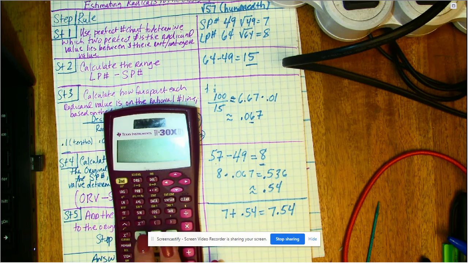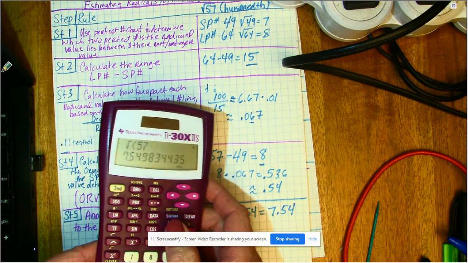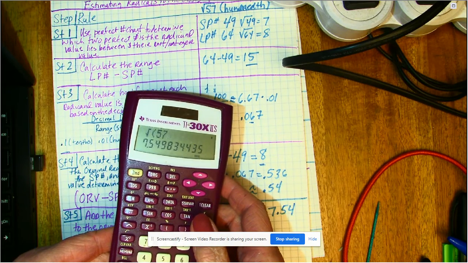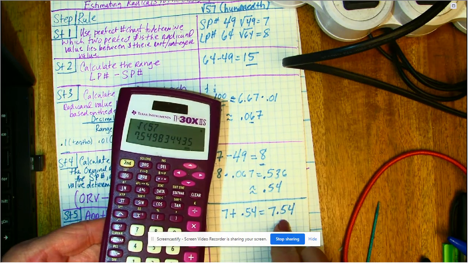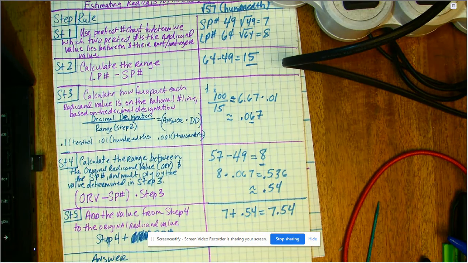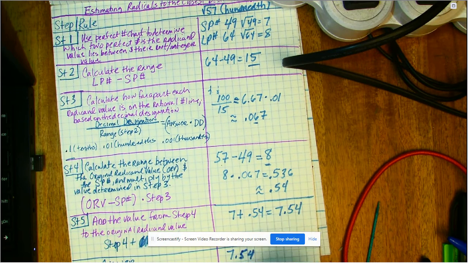And if I put that into my calculator, we already did, we can see we came up with 7.5498. So 7.54, 7.54. This would actually round to 7.55, but pretty darn close doing it by hand. So 7.54 is our final answer. And that is how you estimate decimals to the hundredths place.